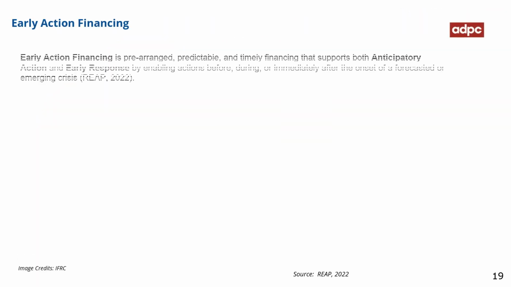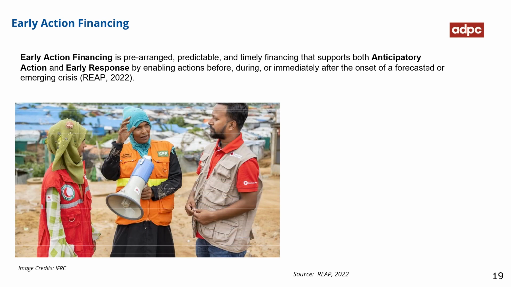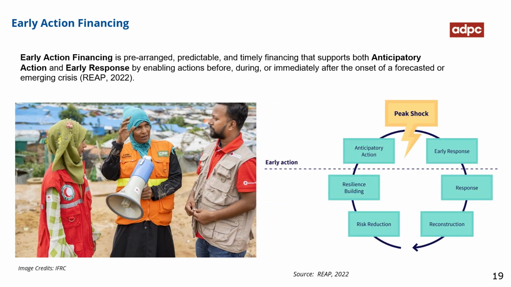Early action financing is prearranged, predictable, and timely financing that supports anticipatory action and early response. It enables action before, during, or immediately after the onset of a forecasted or emerging crisis. Several elements are important. First, finance is arranged in advance. This means institutions do not begin fundraising only after a crisis has escalated.